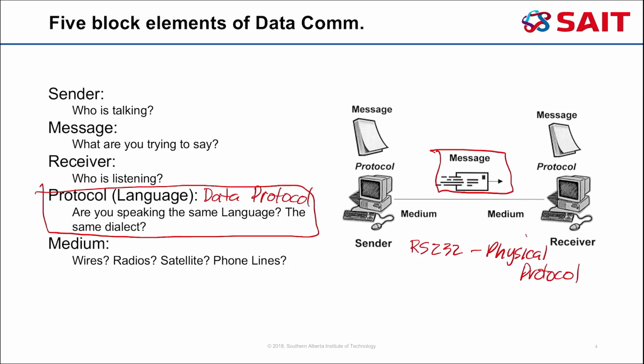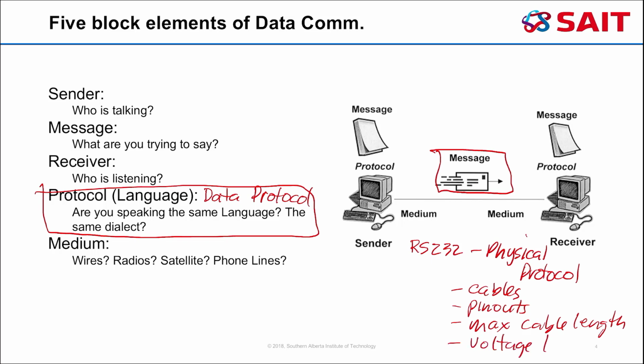Because it's a physical protocol, it's defining things like cables, pinouts, max cable lengths, voltage levels. So what is the voltage level for a logic 1 or a logic 0? And so on and so forth. It's a physical protocol defining those parameters. But that's the vehicle or the medium by which the ones and zeros are being communicated over. You could think of it as a pathway or a road between the sender and receiver.